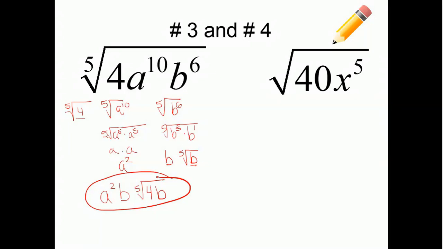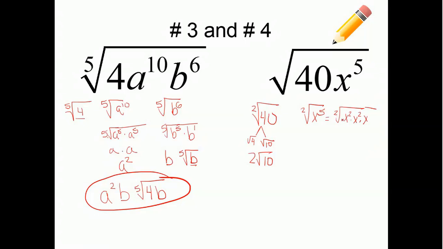Let's try the next one here. So let's break it. This square root, I'm going to put a little 2 out there so I don't get confused. Square root of 40 is 4 and 10, so that's 2 square roots of 10. Break that down. This guy, I can make into an x squared times an x squared times an x, because 2, 4, 1, 5.